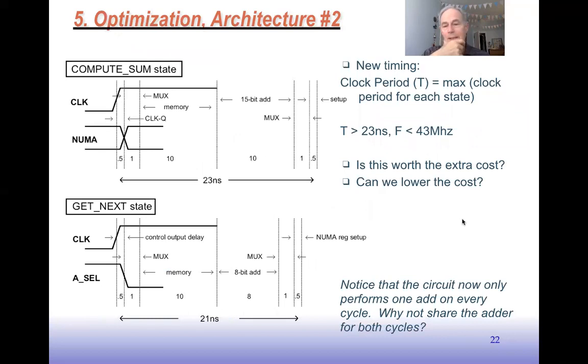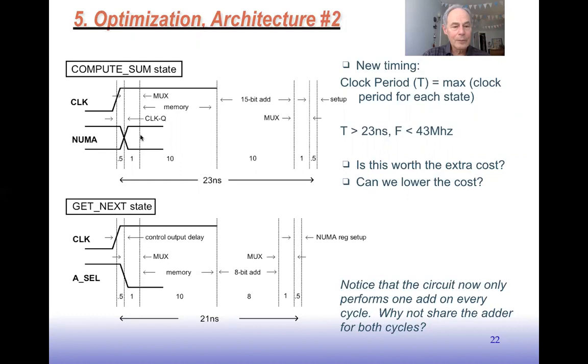So here's the timing analysis with the new architecture, architecture number 2. I didn't put a copy of the data path here, so hopefully you kind of remember how it works at this point. So the compute sum now is somewhat compressed because we only have 1 add in there. So you can see here what happens is, again, we have some clock to Q delay for the NUMA register at the beginning of this clock cycle.